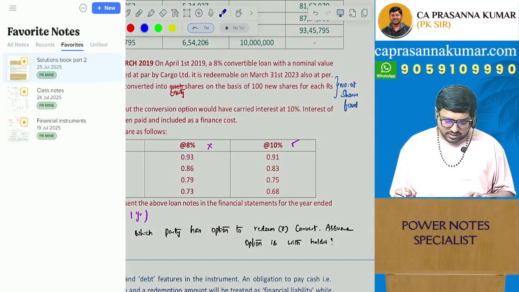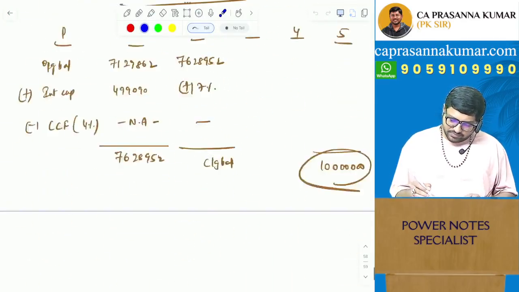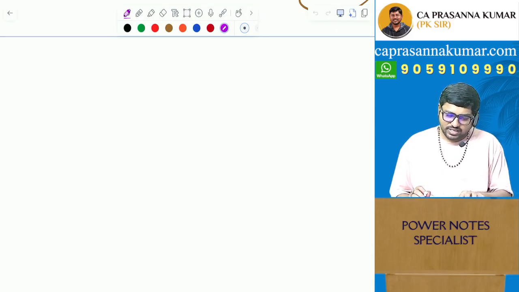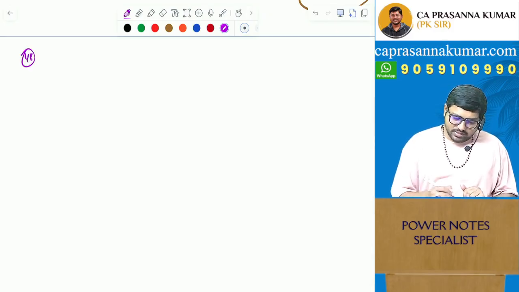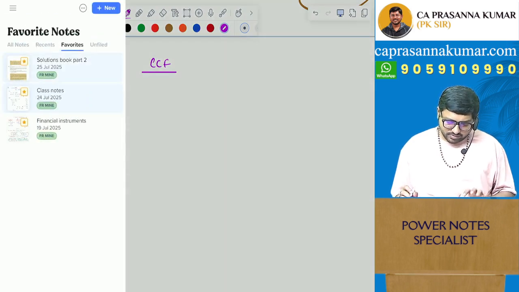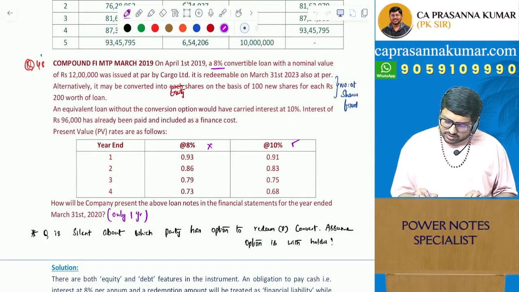Okay, I'll do it quickly. I'll not be taking much time. No need to copy, just focus. Or if you want, you can copy fast. Okay, question number 48. I'll be doing it faster. Anyways, the year will be the first column: 2020, 21, 22, 23. So we need to take contractual cash flows. What will be the contractual cash flows? How much is the interest that you're paying? 8% interest. So 8% interest on 12, so 12 lakhs into 8%.